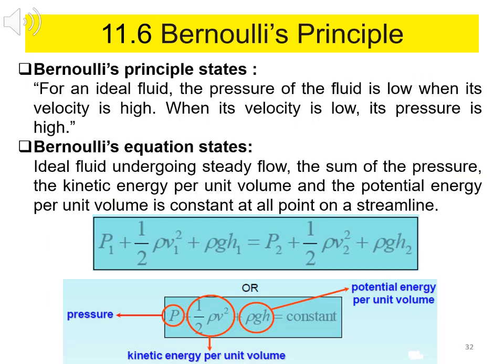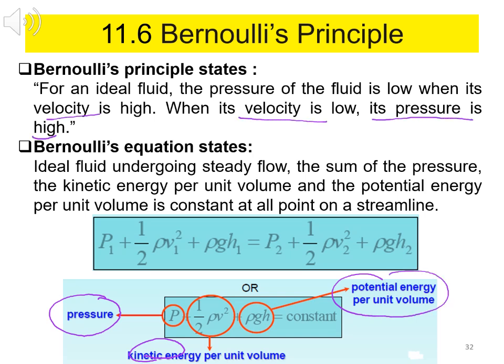Next we will learn about Bernoulli's principle. Bernoulli's principle states that for an ideal fluid, the pressure of the fluid is low when its velocity is high. When its velocity is low, its pressure is high. Bernoulli's equation also states that for an ideal fluid undergoing steady flow, the sum of the pressure, the kinetic energy per unit volume and the potential energy per unit volume is constant at all points on a streamline.